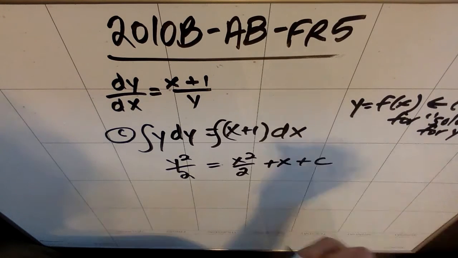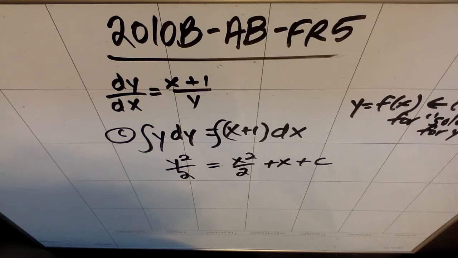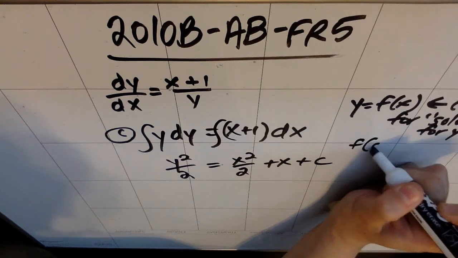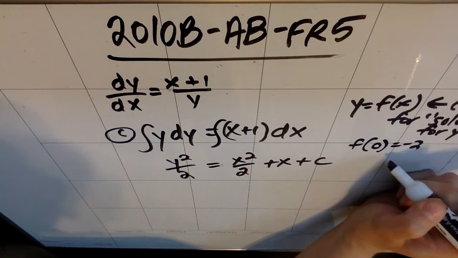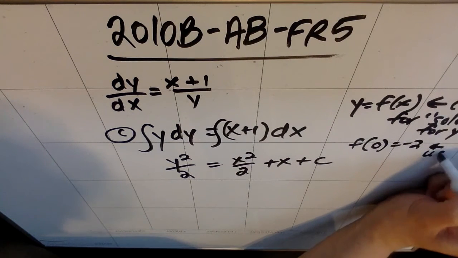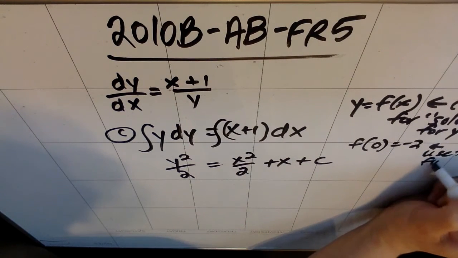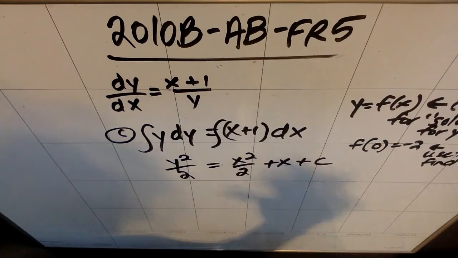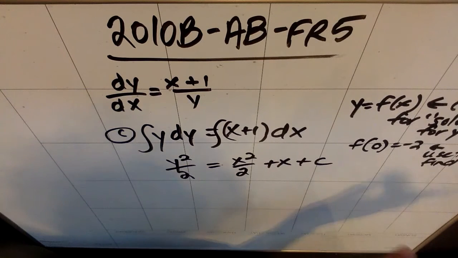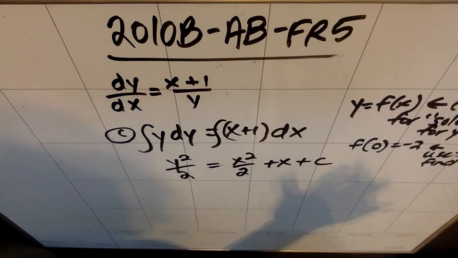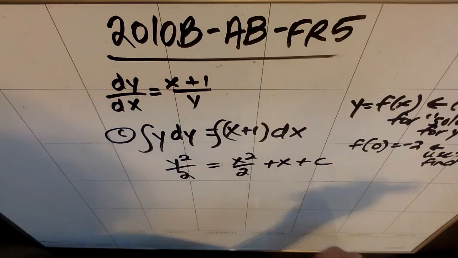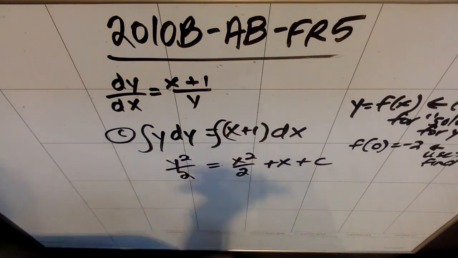They also gave us that f of 0 was negative 2. So that is what we use to find c. All right, so at this point, we separated our variables, we found the antiderivatives, we included our constant of integration. We have 2 jobs left, and it doesn't matter which order you do those 2 jobs, but you have to both solve for y and plug in to find c. Cool. So I don't care which one you do first.